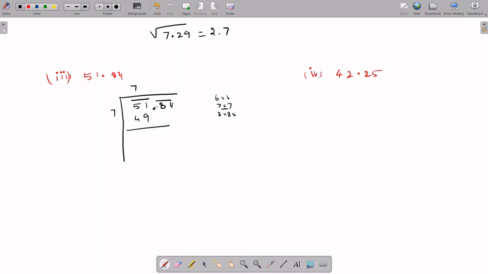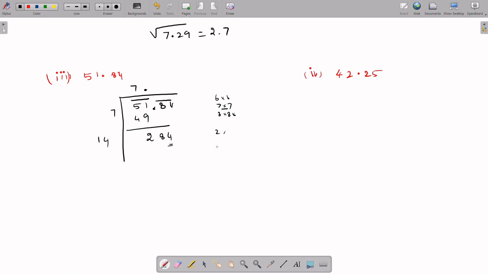So before going to start here, you put a decimal point. And 51 minus 49, it becomes 2. And here you have to take this 84 here. Okay, 84 here. And here 7 plus 7, you have 14. And 4 is there. Okay, so 2 2s are 4.